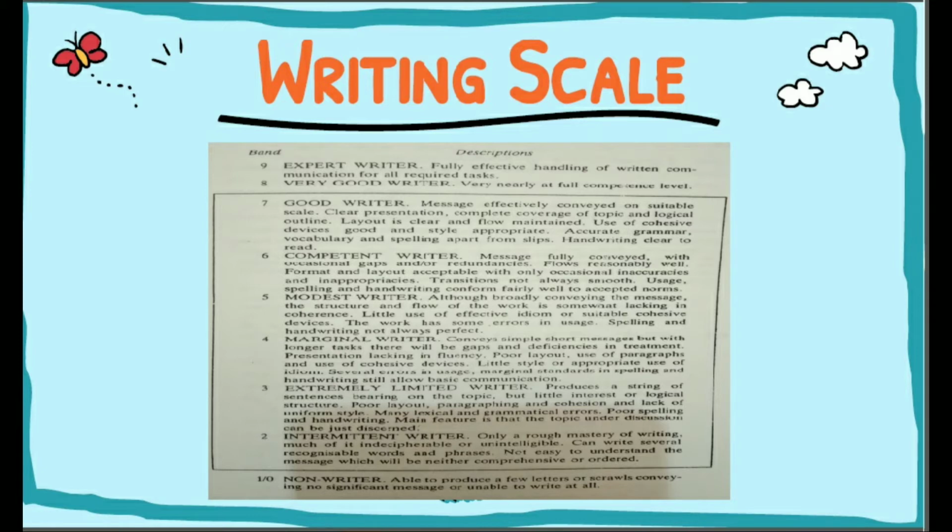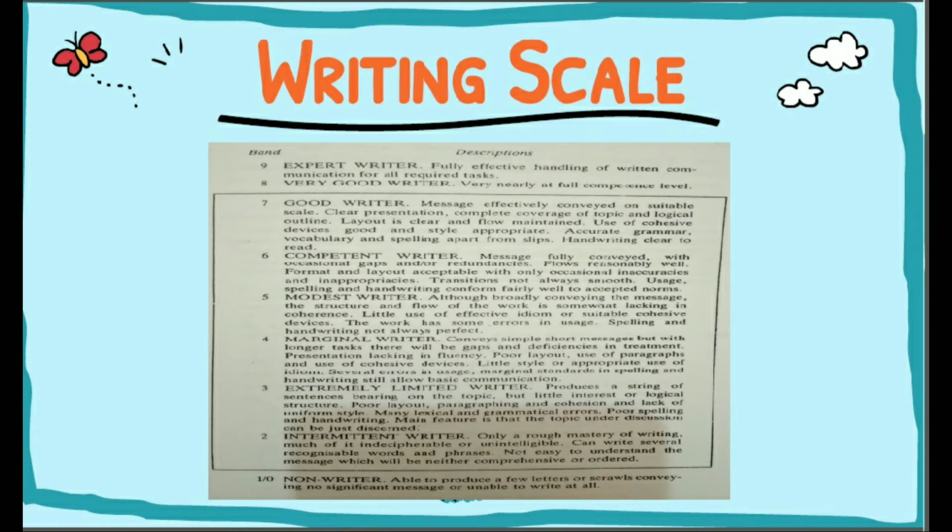The next level is level 5. It is called a modest writer. Although broadly conveying the message, the structure and flow of the work is somewhat lacking in coherence. A little use of effective idiom or suitable cohesive devices. The work has some errors in usage, spelling and handwriting not always perfect.